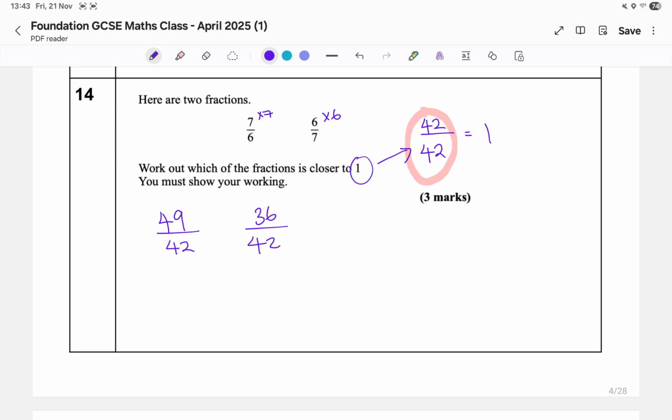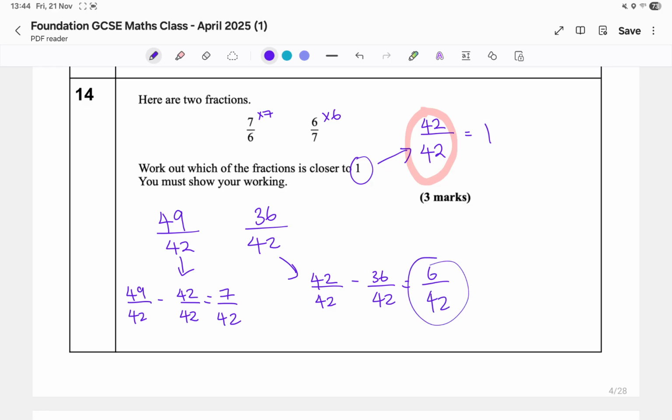Okay, so how we do that is, we're going to work out the difference. 49/42, take away 42/42. That is 7/42. That's for that one. And this one here, 42/42, take away 36/42. So just working out the difference is 6/42. I can see this is the smallest one, that's going to be closer. Therefore, make sure you write your reasoning. 6/7 is closer to 1. So moving on.